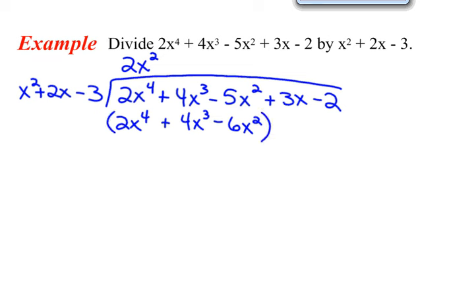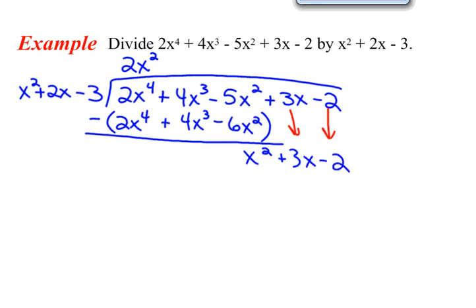Now we subtract. So we're going to have 2x to the fourth minus 2x to the fourth, which is 0, so that's gone. We're going to have 4x cubed minus 4x cubed, so that's 0, so that's gone. And then we have negative 5x squared minus negative 6x squared, which is the same as negative 5x squared plus 6x squared, which results in just x squared. Now bring down your next two terms. So plus 3x and minus 2. And do it all over again.